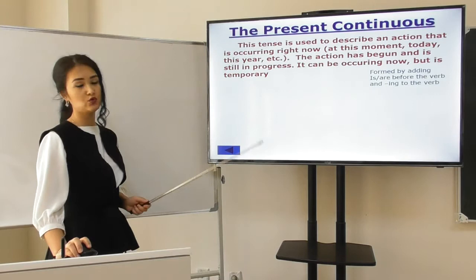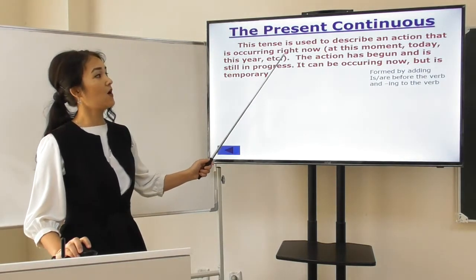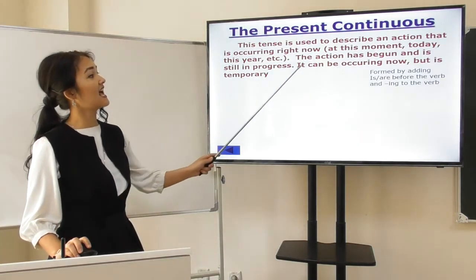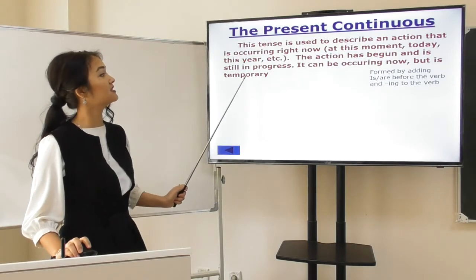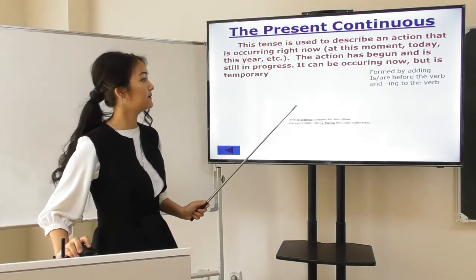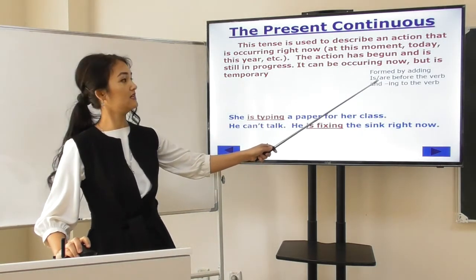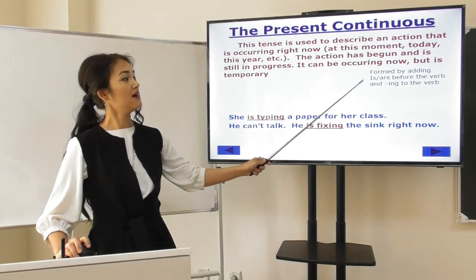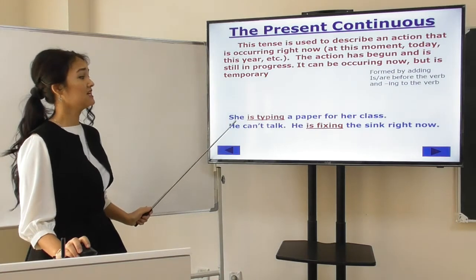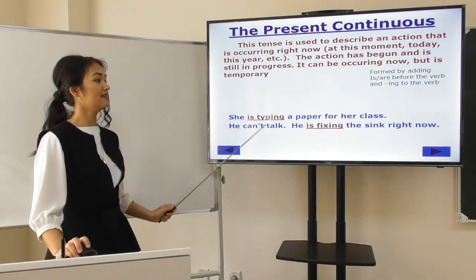The present continuous tense. This tense is used to describe an action that is occurring right now, at this moment, today, and this year, etc. The action has begun and is still in progress. It can be occurring now but is temporary. Formed by adding is, are, to be, before the verb and ing to the verb. For example, she is typing a paper for her class. Is typing.